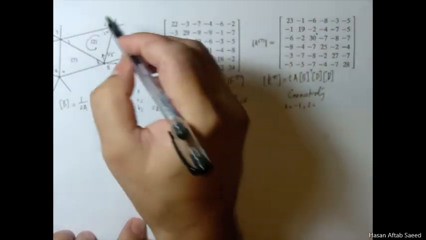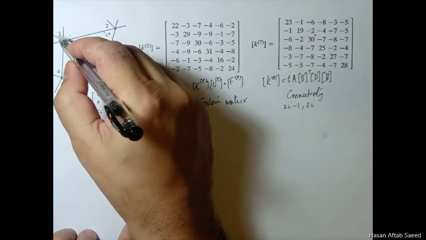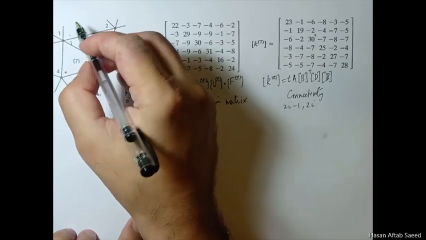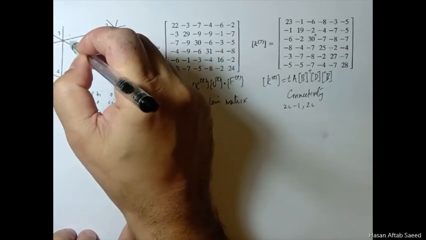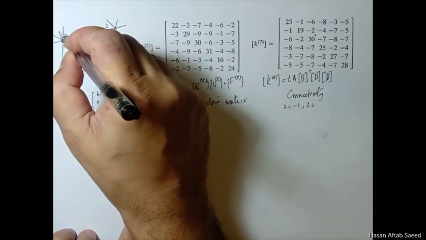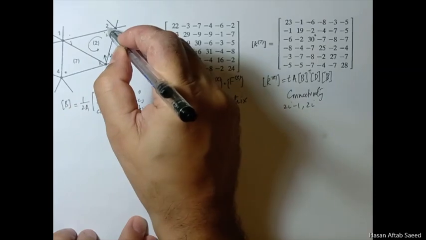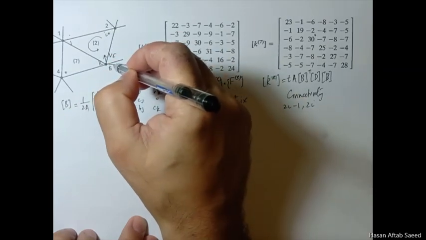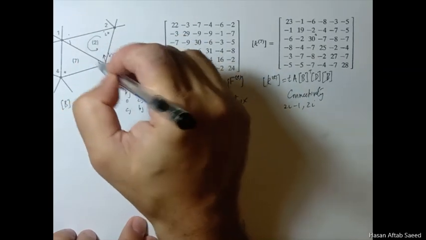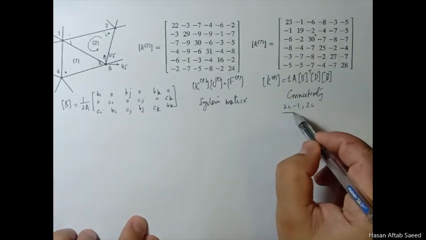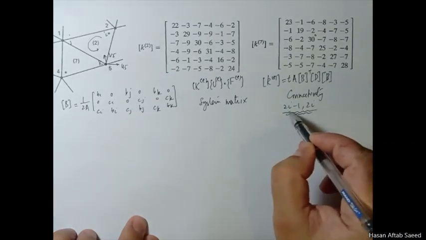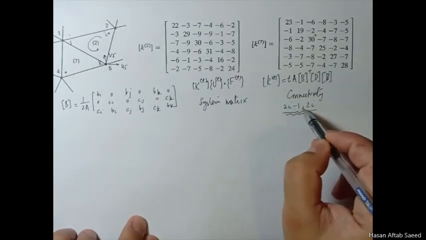So this node 1 has to have degrees of freedom 1 and 2, this 3 and 4, this 9 and 10, because each has 2 degrees of freedom. So the formula that specifies all that is simply this. You just put in the node number here.